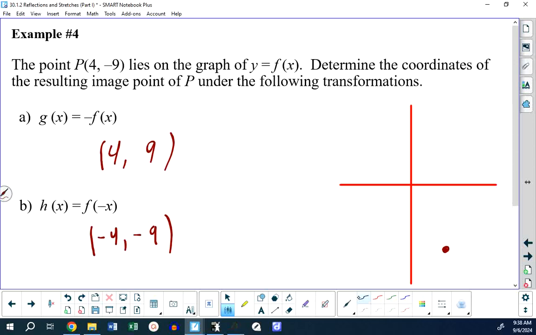I'm sensing a lull in the room. Is that because you get this? It's easy? Okay. It's like you guys are unsure about something, but maybe that's just me this morning.